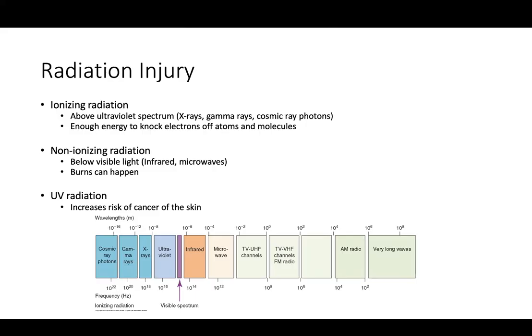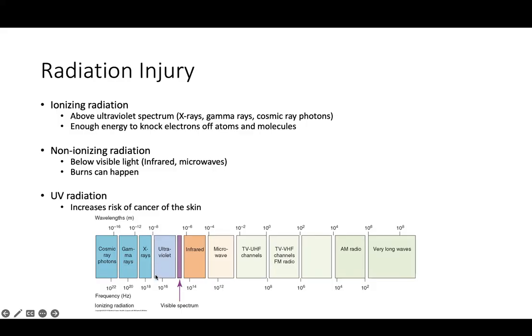There is non-ionizing radiation. The non-ionizing radiation is anything that is below the visible spectrum. So infrared. This can still burn. Infrared can still burn. Microwaves can still burn, but it tends not to ionize. It tends not to knock electrons off of atoms and molecules. The UV spectrum is somewhere between the ionizing radiation and the visible light spectrum.